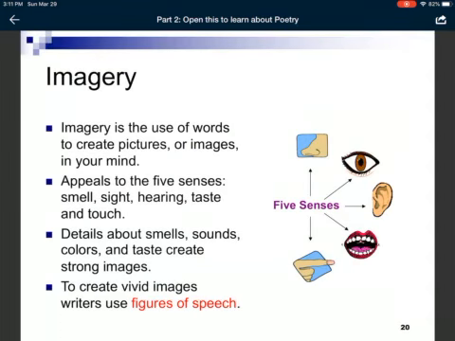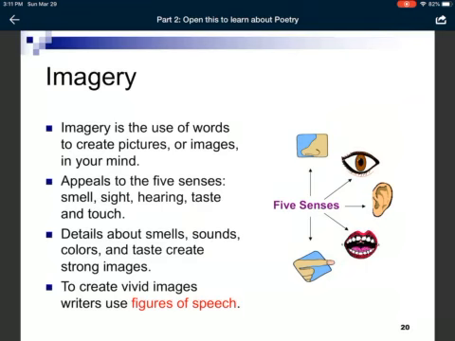Imagery. This is the use of words to create pictures or images in your mind. It appeals to the 5 senses: smell, sight, hearing, taste, and touch. And we're going to be getting to do some senses poems. Details about smells, sounds, colors, and tastes create strong images.